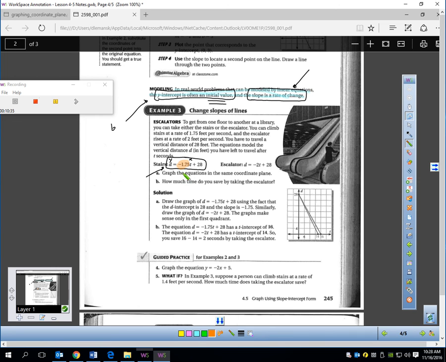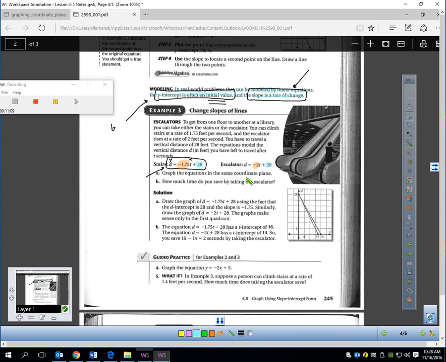We are cutting 1.75 feet per second off of our climb if we are going up the stairs, is what this is saying. On the escalator, however, you can see the slope is -2. We are cutting 2 feet per second by using the escalator as we're trying to get up to 28 feet. And then, can you see the initial value? Here's my y-intercept.